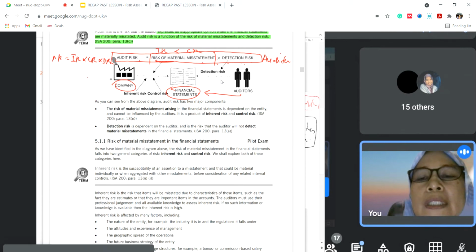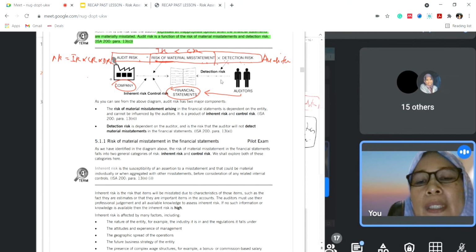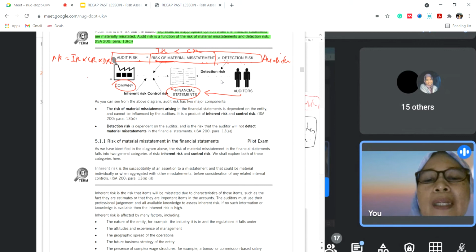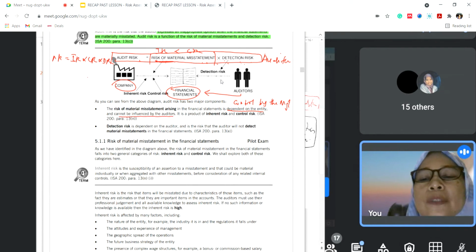So audit risk equals risk of material misstatement times detection risk. The risk of material misstatement arising in the financial statement is dependent on the entity, which means it is controlled by the management or by the company, and cannot be influenced by the auditor, because the auditor is independent from the preparation of the financial statement. So it is a product of inherent risk and control risk.